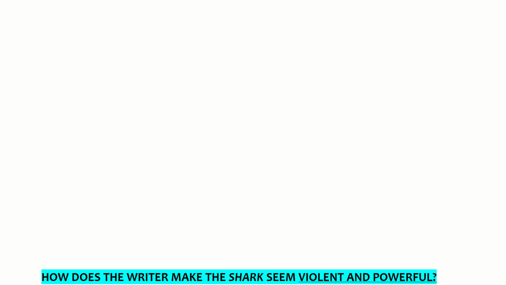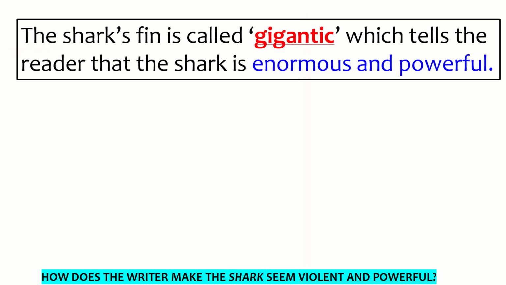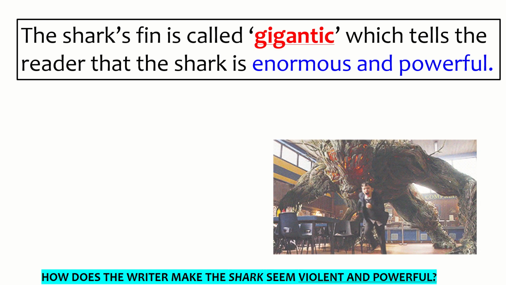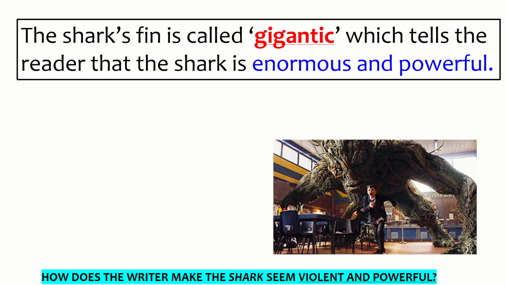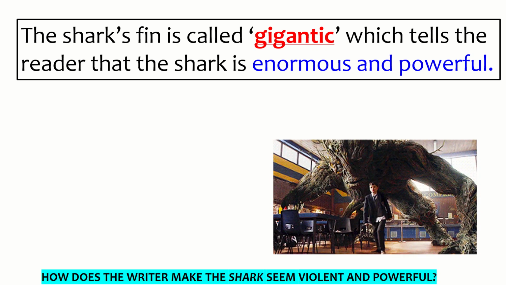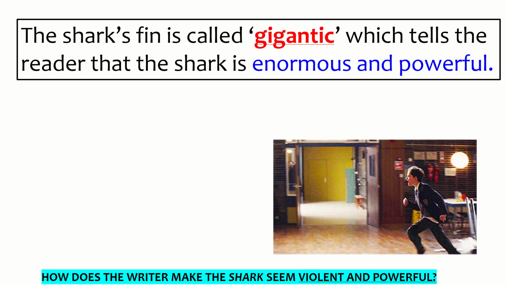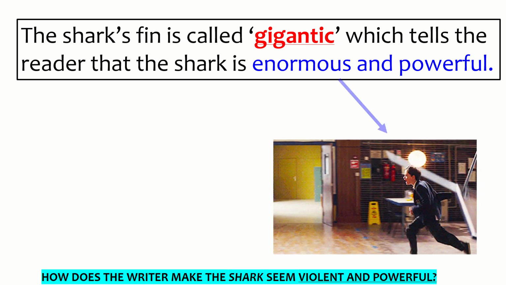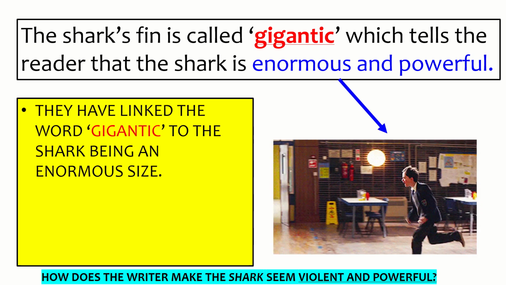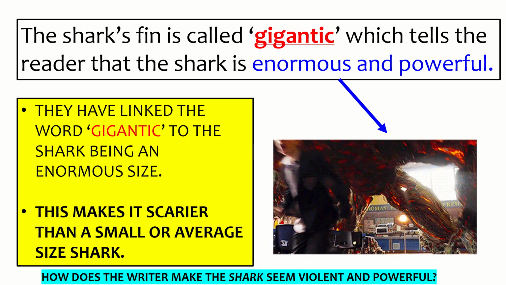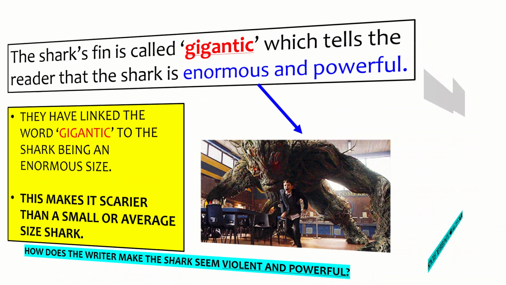Again, the question is, how does the writer make the shark seem violent and powerful? My quote is gigantic. They could have said the shark was normal size, average size. They decided to say the shark's fin was gigantic. Why have they bothered putting that in there? Well, because if it said the shark's fin was tiny, that's not really scary to the reader. But the fact it's gigantic, like this image down here of a giant, this makes the shark seem enormous, powerful, or a killer. So this student has linked the word gigantic to the shark being enormous size. This makes it scarier than a small or average size shark.